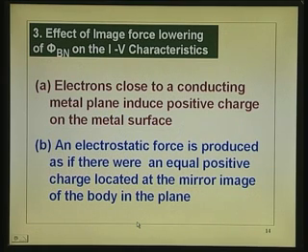This is the one which is talked of very much, and it is affecting the IV characteristic quite a bit. The main cause for non-ideality is this one, which is not there in the case of p-n junction. Okay. This is the effect of image force lowering.